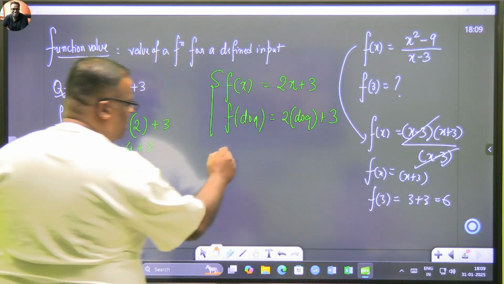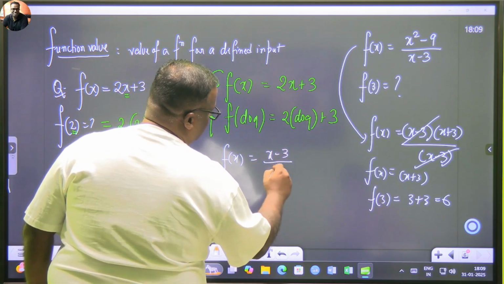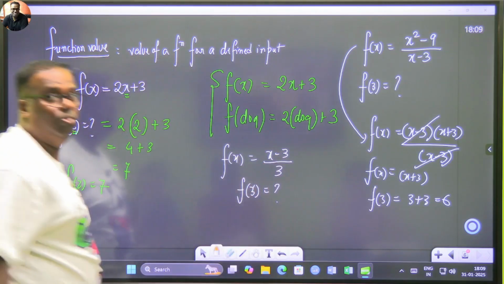Let's see one more function. F of x is equal to x minus 3 divided by 3. Calculate f of 3. Bolo.